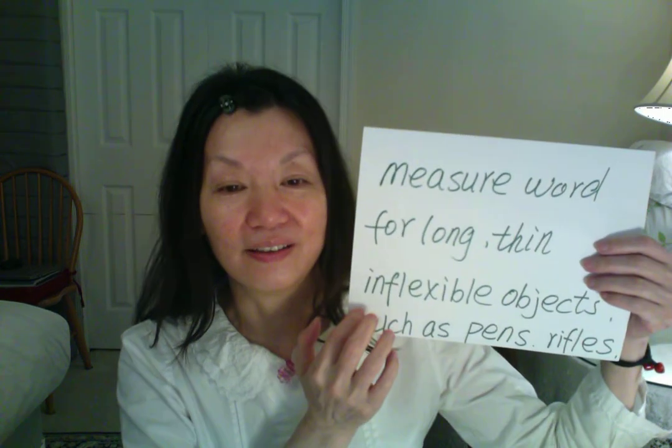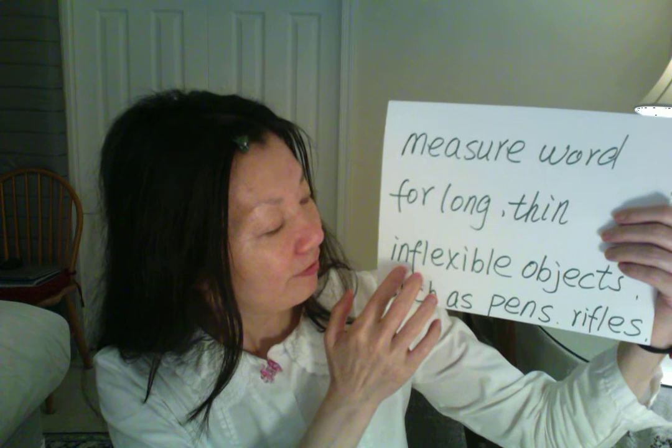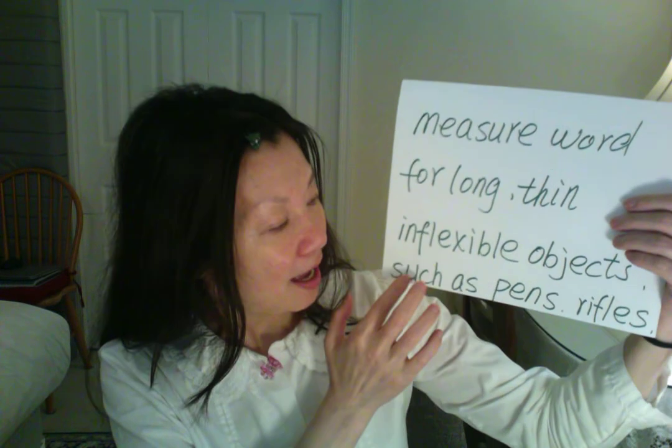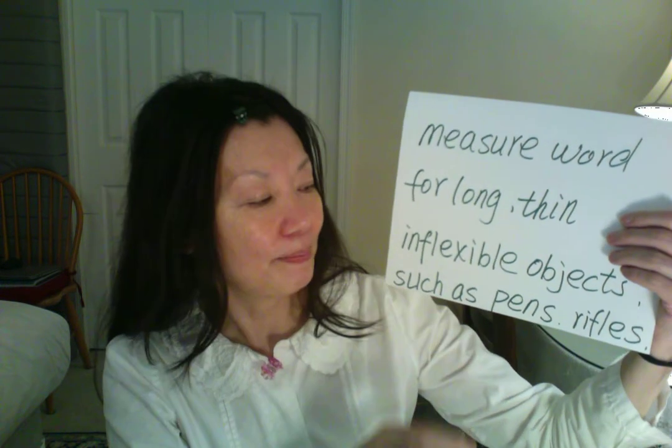Zhang. Okay. Let's see. Measure word for long things. Okay. For what? For inflexible objects, such as pens. In Chinese, we say zhi. Okay, one more time. Zhi. One more time. Zhi. Okay.